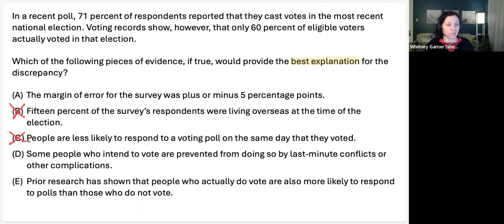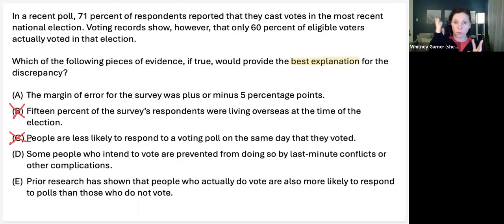Some people who intend to vote are prevented from doing so by last minute conflicts or other complications. Okay, this one I like. This one's a little tempting, right? Because it's like, okay, what if this poll was people who said they were going to vote and then they ended up being prevented from doing so? So it wasn't that this 11% lied, it's that this 11% intended to, but then didn't. Why is this answer wrong? Because that feels convincing.